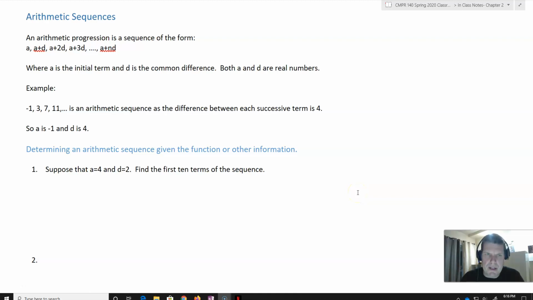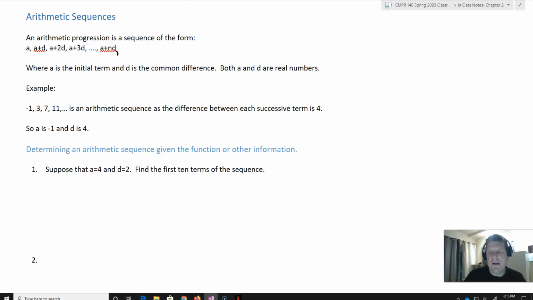So continuing our series on sequences, we're now going to look at an arithmetic sequence, which is another type of sequence. An arithmetic progression or arithmetic sequence is one of the form a, our first term or initial term, a plus d, a plus 2d, a plus 3d, all the way up to a plus nd, or wherever we end. Where a is the initial term and d is what's called the common difference, and both a and d are real numbers.